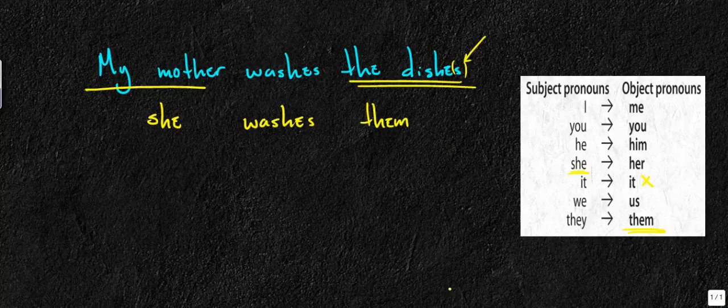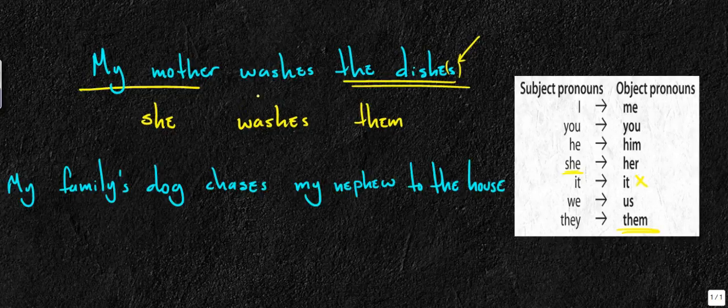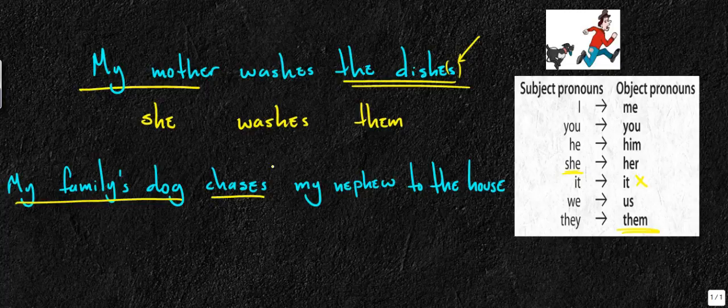Let's try another sentence. Let's say the sentence, my family's dog chases my nephew to the house. Okay? And so I have here the subject, which is in this case my family's dog. Then I have the verb chases. And some of you may not know what chases means. I'm going to give you a picture of what it is. Okay, so this would be chases. All right?